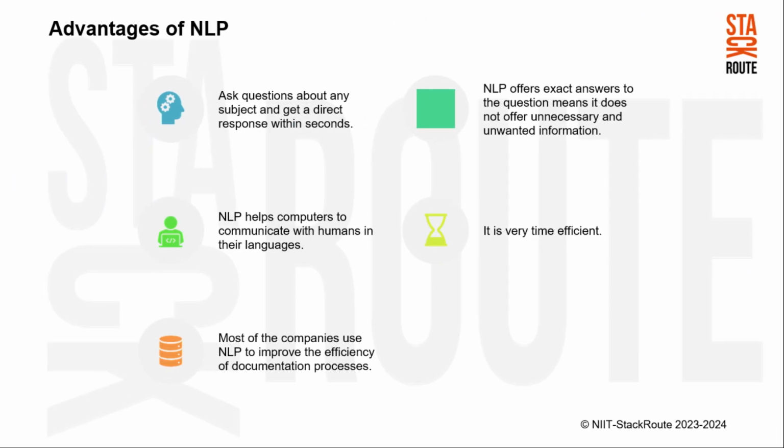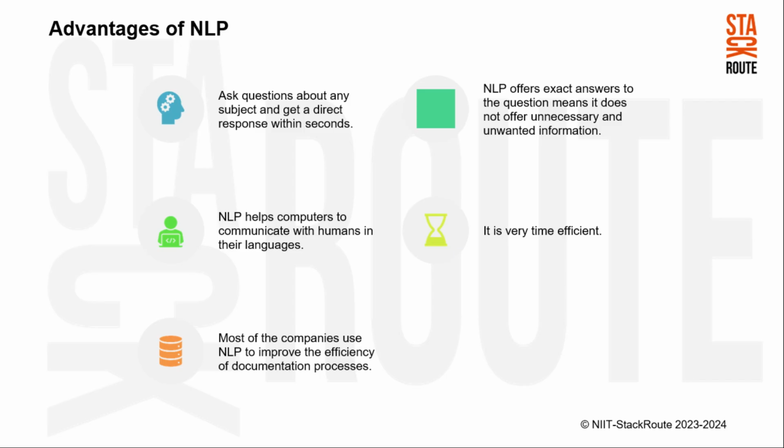Now, when we have seen where it is used, let's see the advantages of using it. NLP helps users to ask questions about any subject and get a direct response within seconds. NLP offers exact answers to the question, meaning it does not offer unnecessary and unwanted information. NLP helps computers to communicate with humans in their languages. It is very time efficient. Most of the companies use NLP to improve the efficiency of documentation processes, accuracy of documentation, and identify the information from large databases.